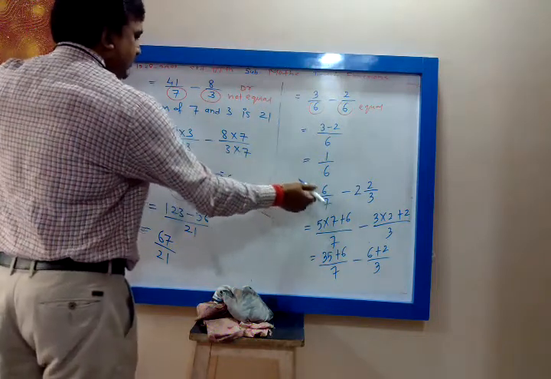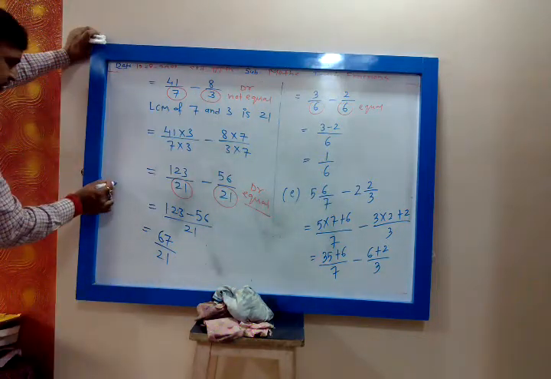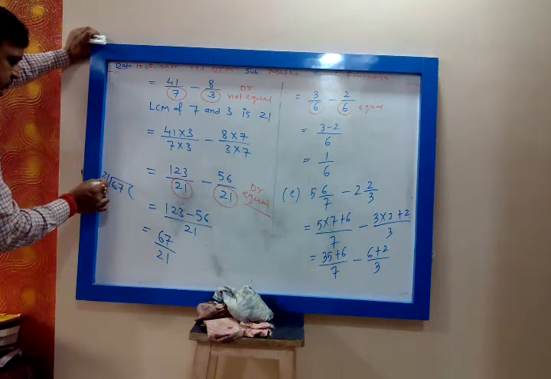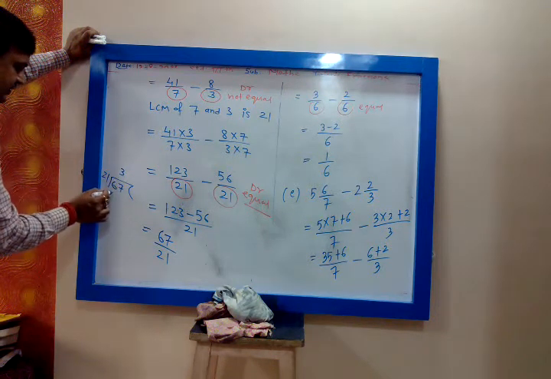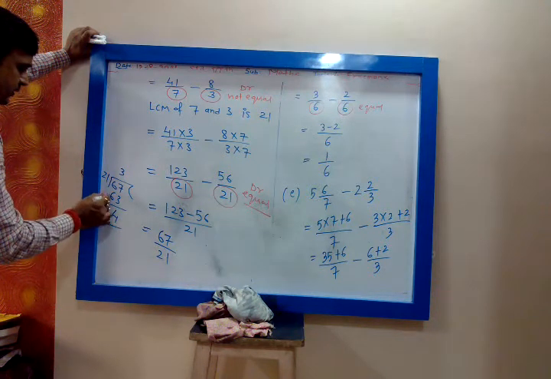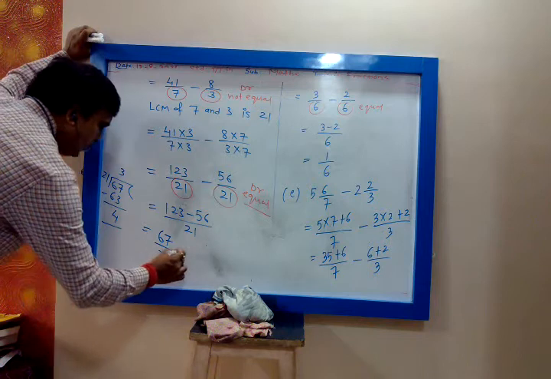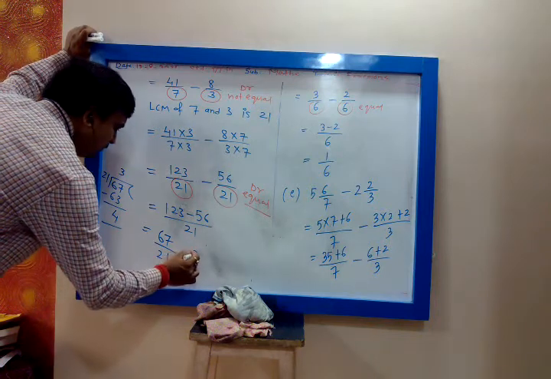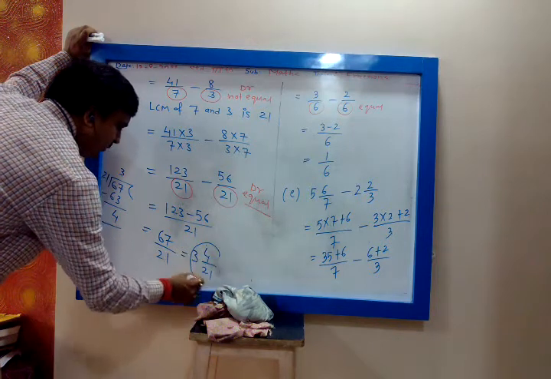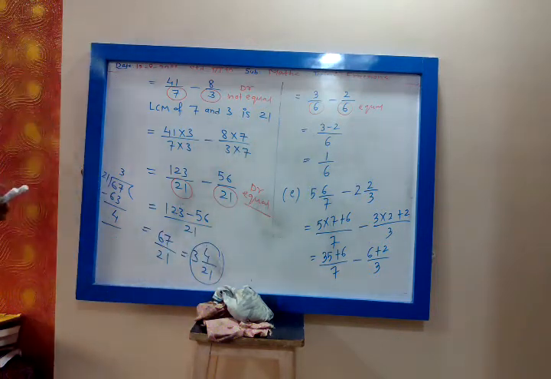But see the question. In the question, it is given as a mixed fraction. So you will divide 67 by 21. 21 3s are 63. Then the remainder is 4. So I can write 3 and 4 upon 21. 3 and 4 upon 21. Yes, all of you got the same answer?